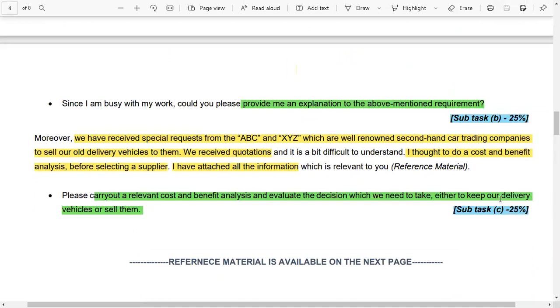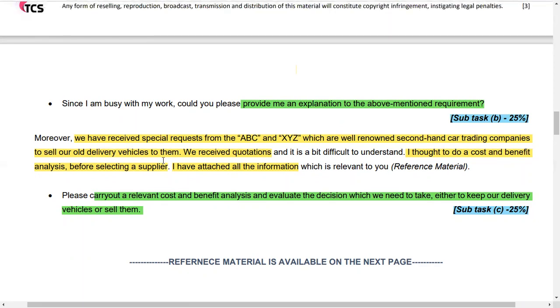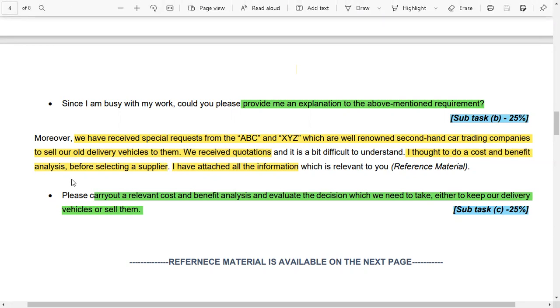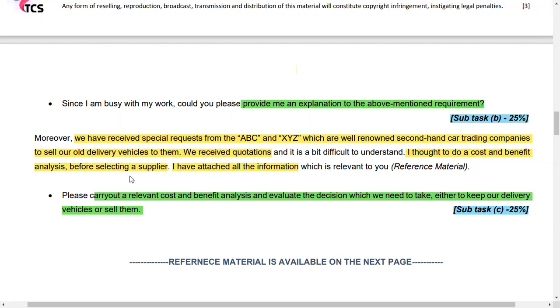There's an allocation of 25%. Moreover, we have received special requests from ABC and XYZ, which are well-renowned second-hand car trading companies, to sell our old delivery vehicles to them. So we are trying to sell our old delivery vehicles as per the requirement. We received quotations from them. I thought to do a cost benefit analysis before selecting a supplier. So we are about to select a supplier, and the finance manager is saying that she had carried out a cost benefit analysis.